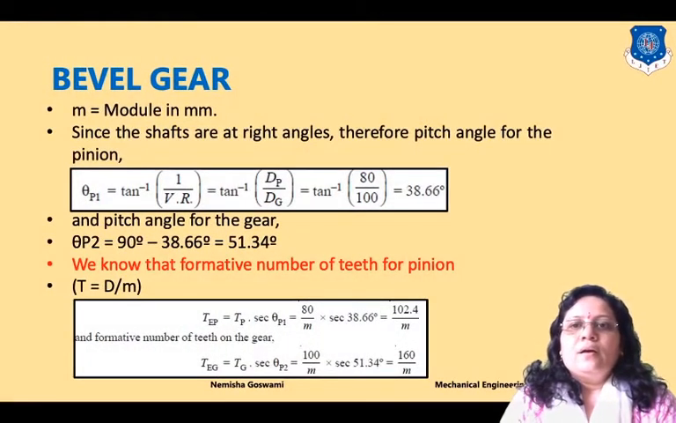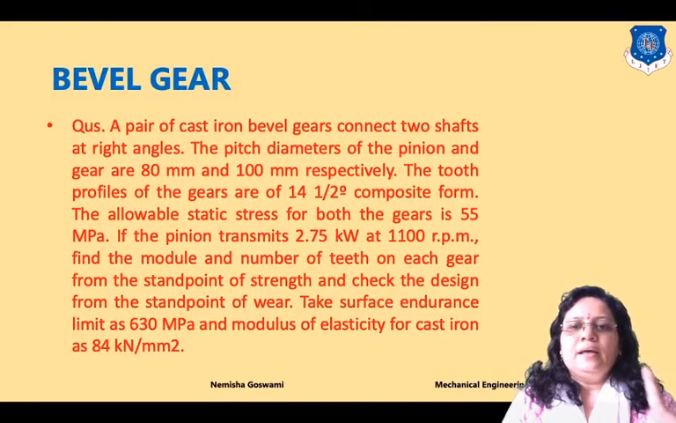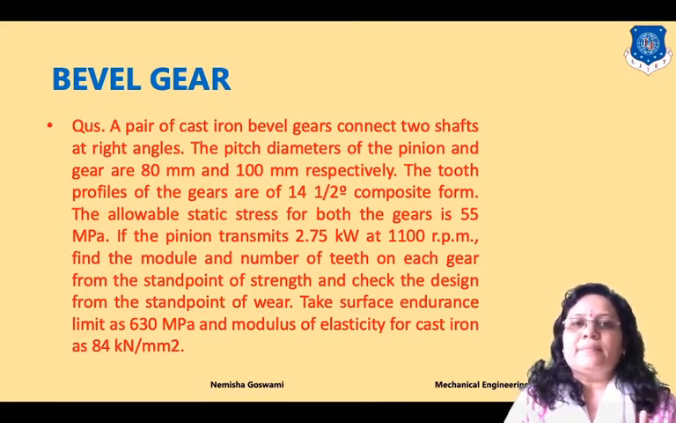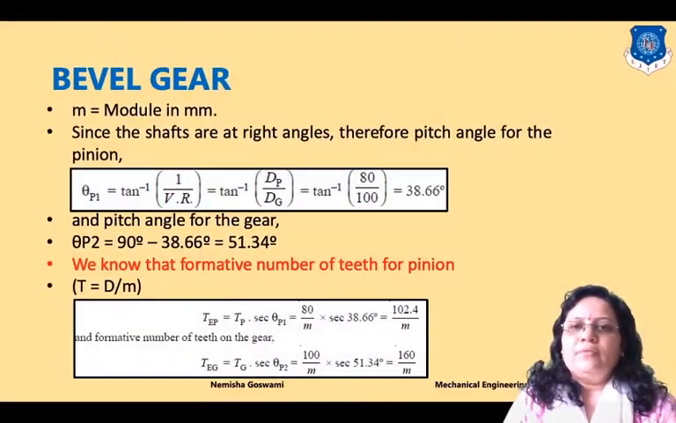Now, first of all, what do you have to find? So see here, you have to find out module and number of teeth on each gear, that means on pinion and on gear. So we will follow the procedure.